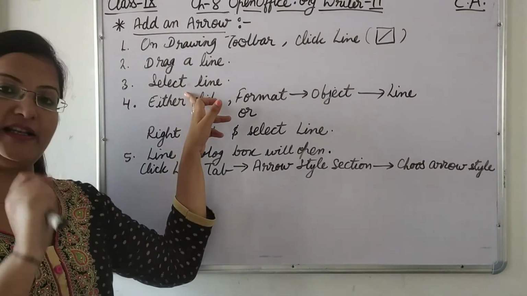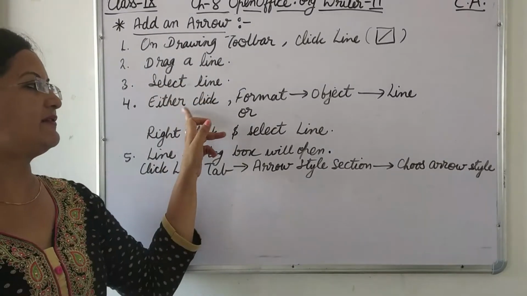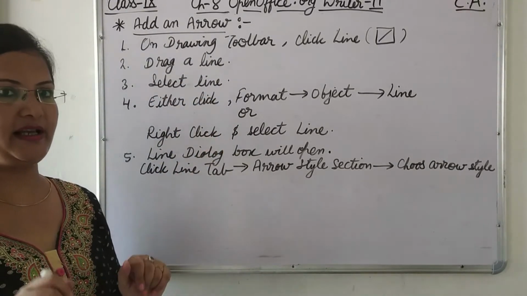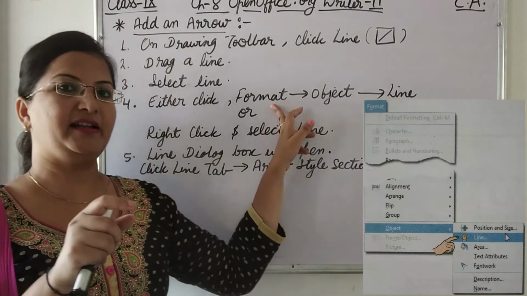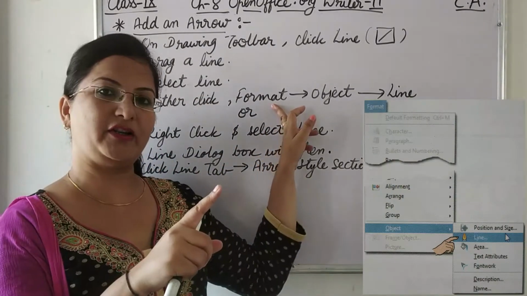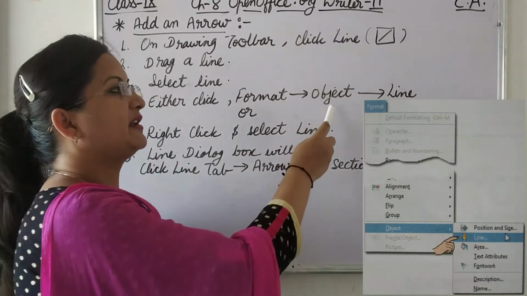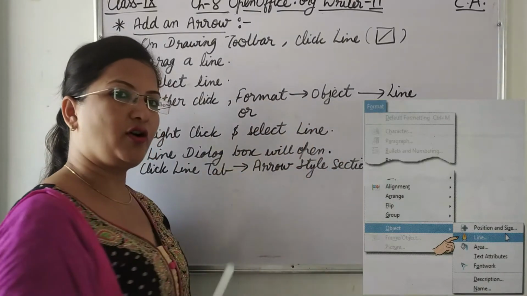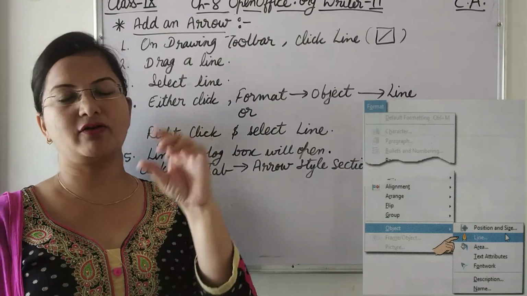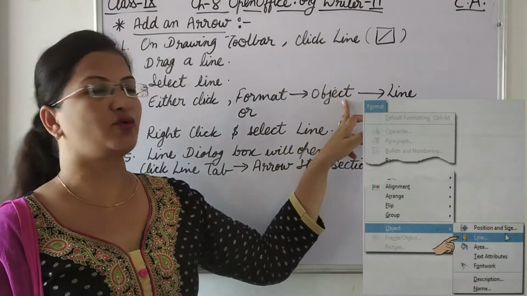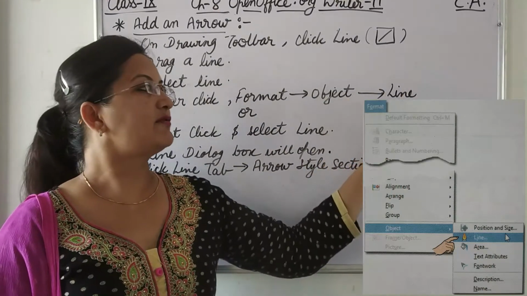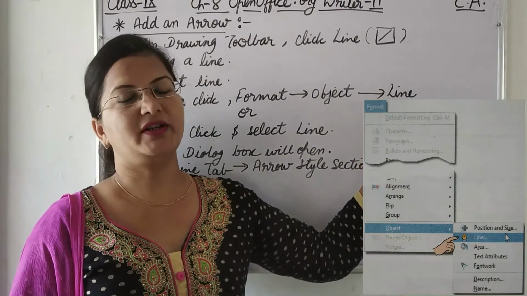Then we have to select the line, and after that we have two methods to open the line dialog box. First, after selecting the line, we can click on Format in the menu bar, and then click the Object option. Got it? When you click on the Format menu, the menu will appear. In that menu you have to choose the Object option, and then after that you have to choose Line from the submenu.